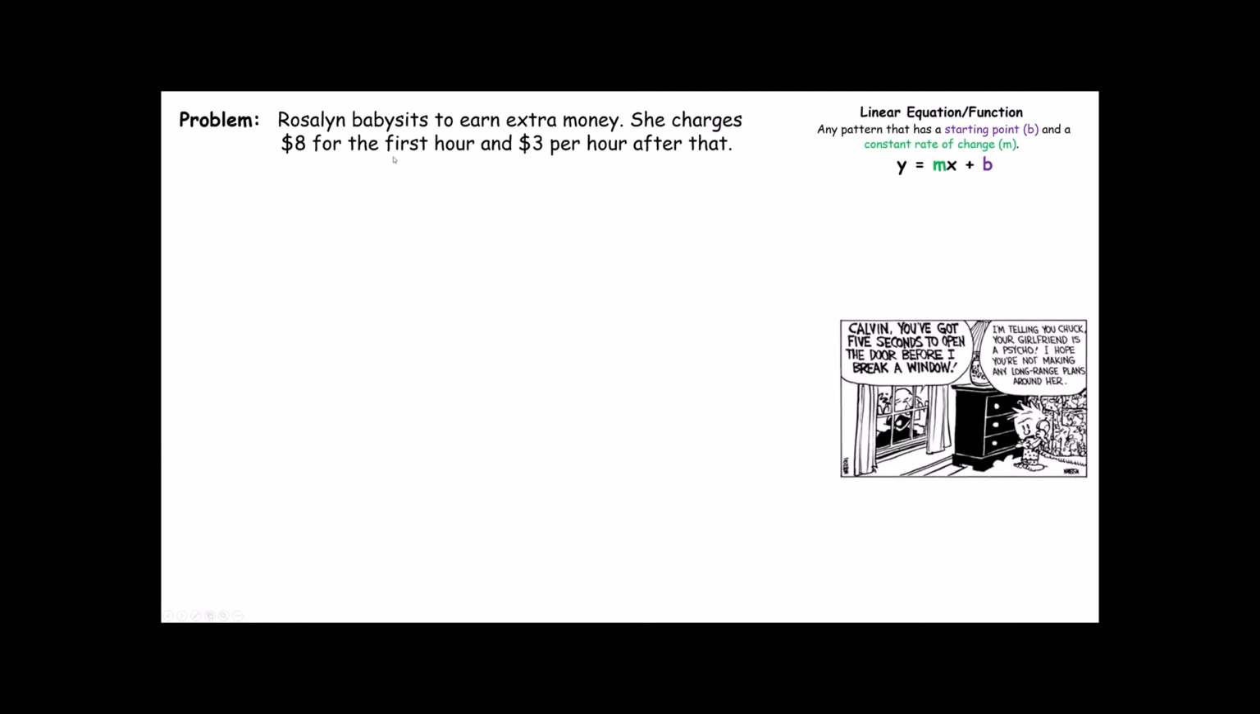So what I'm going to do is give you a problem very similar to one you might have seen a couple days ago. It says this: Rosalind babysits to earn extra money. She charges $8 for the first hour and $3 per hour after that. Now this is a linear pattern because it has both a starting point and a constant rate of change, which we typically would model using the equation y equals mx plus b, where m is the constant rate of change and b is the starting point.